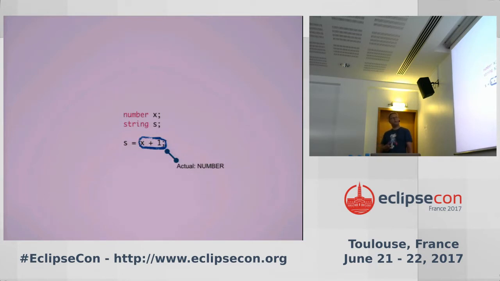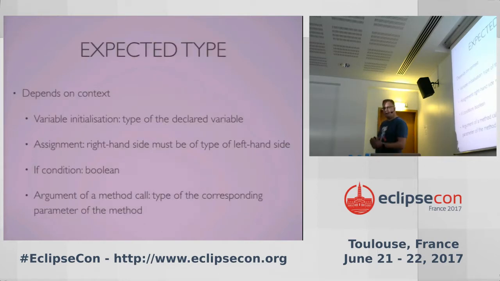The actual type of this plus operation will be a number, because x is a number and 1 is a number, so the result will be a number. But the expected type is string, so here we would have a type validation failure. The expected type depends on the context, while the actual type does not depend on the context. You have to look at where this expression is embedded.